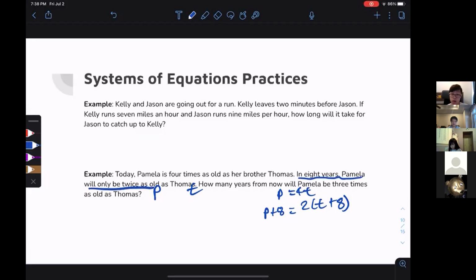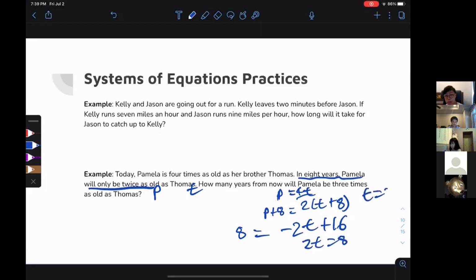Now you want to find how many years from now will Pamela be 3 times as old. Also, we have P equals 4T. We substitute 4T in. Or yeah, I guess you can just subtract these two equations to eliminate. So I'll just do it this way to practice both ways. So we have P plus 8 minus P minus 8 is equal to, let's see, negative 2T plus 16. So then 2T is equal to 8, and then T is equal to 4. P, plugging it back into here, is equal to 16.